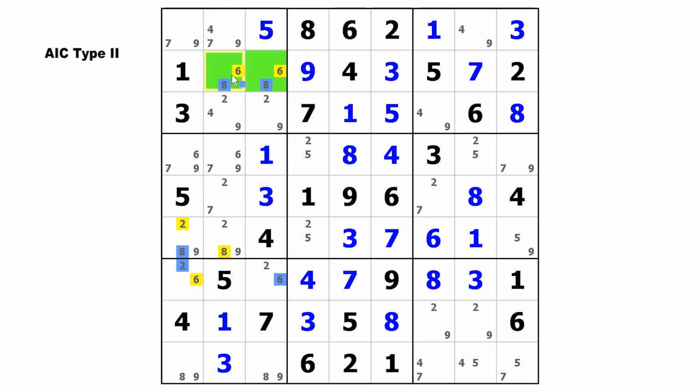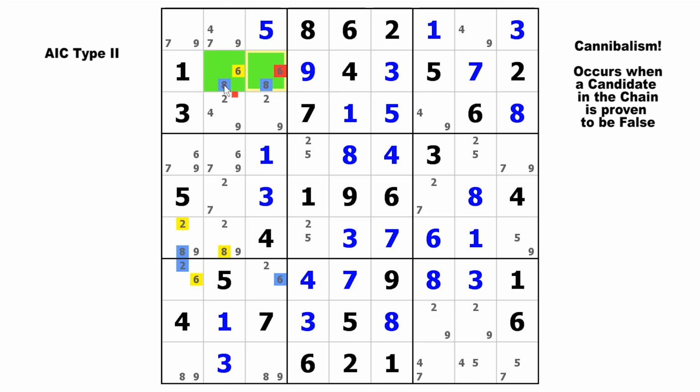Now the way these candidates are colored, it's a little confusing, but remember that this blue 8 in column 3 is the start digit, and the yellow 6 in column 2 is the end digit. So that means the candidates that we're going to eliminate will both be cannibalistic eliminations, and they're going to be this 6 and this 8.